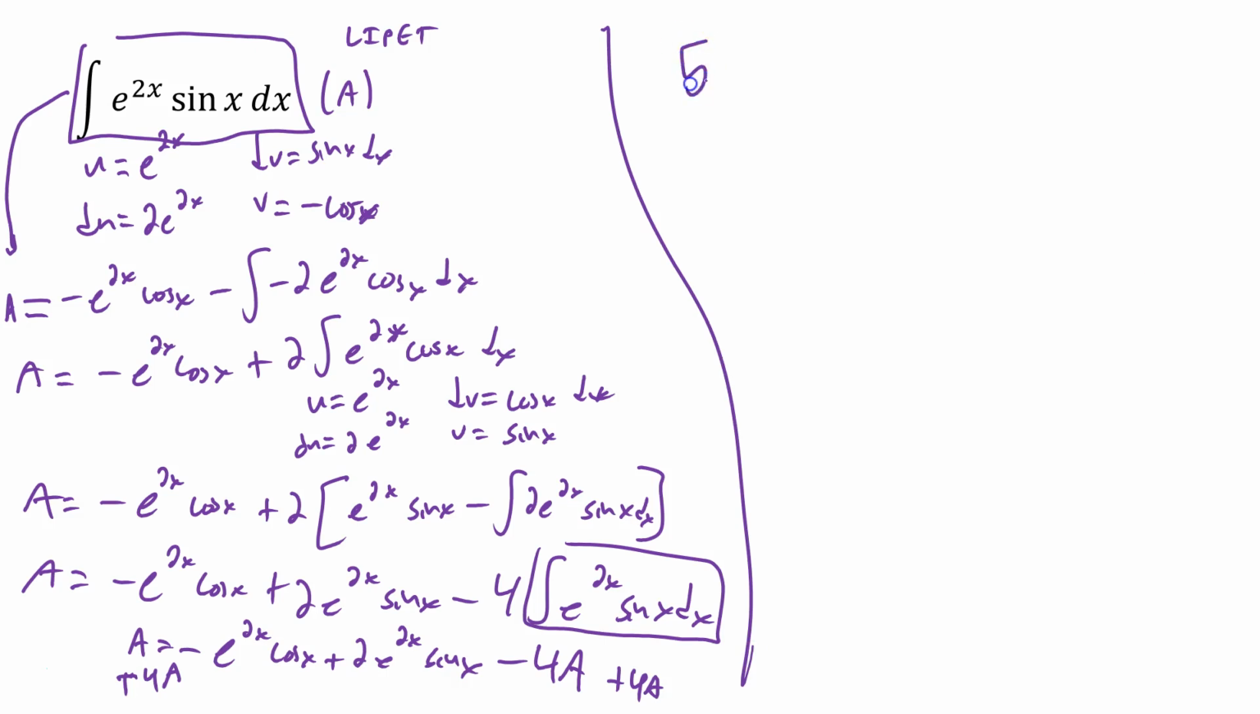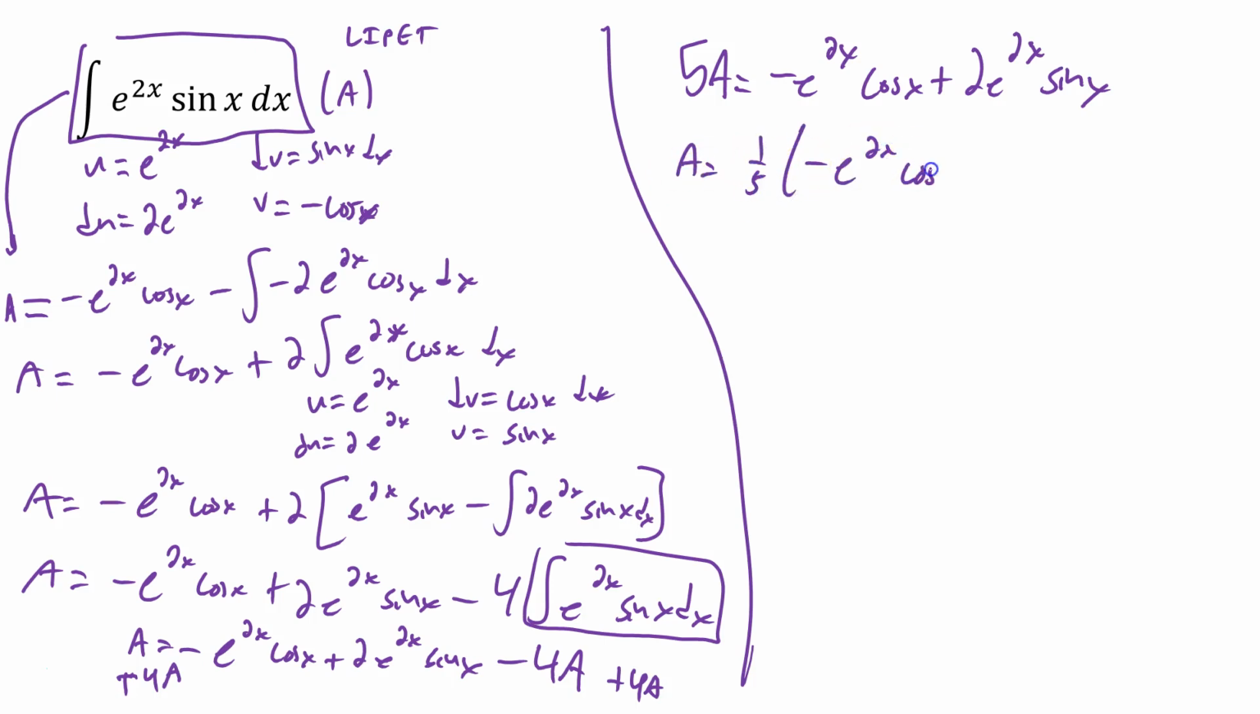Over here, I have 5a is equal to negative e to the 2x cosine x plus 2e to the 2x sine x. And now how do I solve for a? I just divide by 5. So I have a is equal to 1/5 times this whole mess: negative e to the 2x cosine x plus 2e to the 2x sine x.